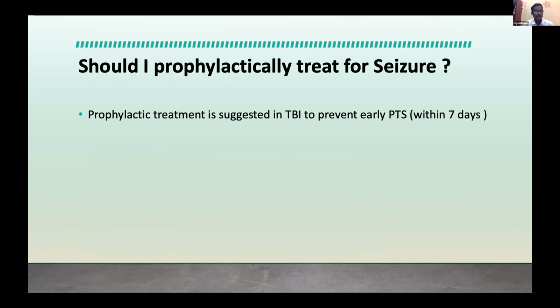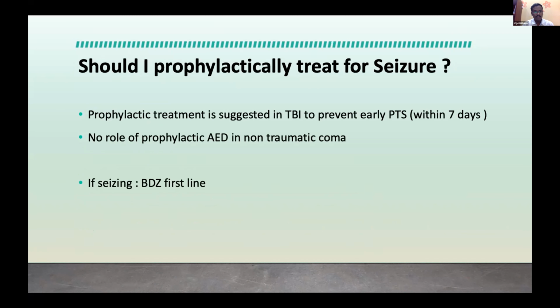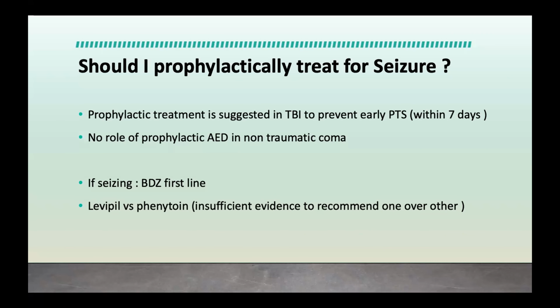All children who have TBI have to be started on some kind of an anti-epileptic, which is usually given for a period of 7 days to prevent early post-traumatic seizures. But as discussed in our previous lecture, there is no role of prophylactic AED in non-traumatic coma. If the child is found seizing, give benzodiazepines. Whether to give levetiracetam or phenytoin, there is insufficient evidence at present to recommend one over the other. Give whatever is available at your setting at the earliest.